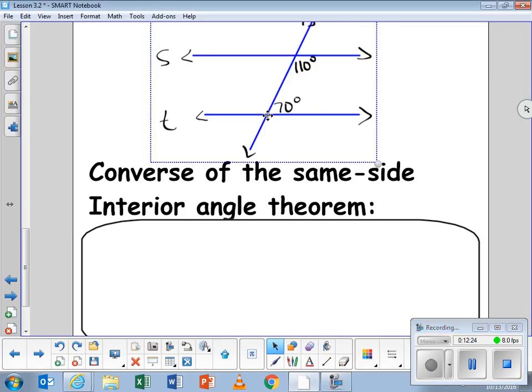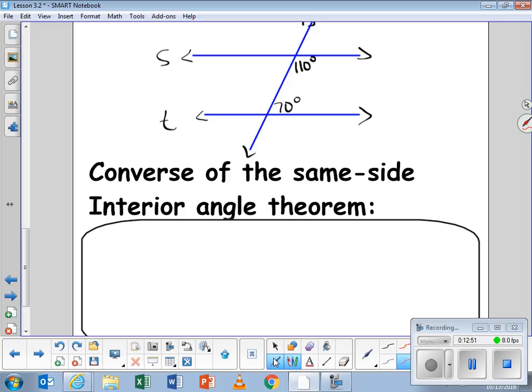This picture up here. Supplementary. They are same side interior, and you've noticed they're what? Supplementary, which means they do what? They add up to 180. So if these two angles add up to 180 and they're same side interior, then we'd start out by saying what? If the same side interior angles add up to 180, then the lines are parallel.